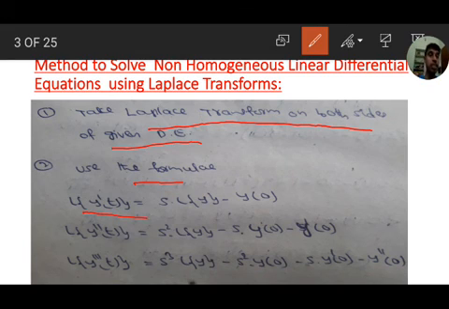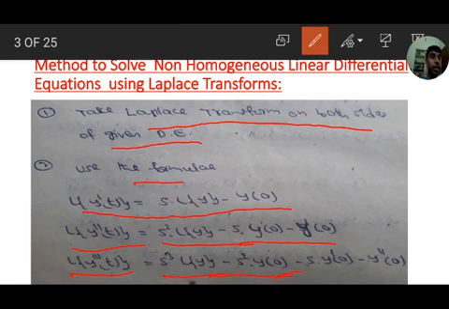L of y dash t equal to s into L of y minus y of 0. Next, L of y double dash t equal to s square into L of y minus s into y of 0 minus y dash of 0. Next, L of y triple dash t equal to s cube L of y minus s square into y of 0 minus s into y dash of 0 minus y double dash of 0. So we have to use these formulas: Laplace transform of the first derivative, second derivative, third derivative.